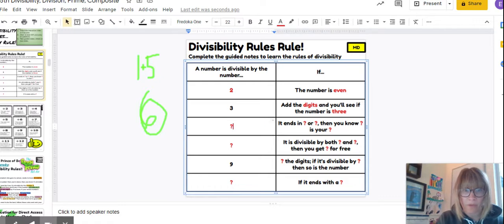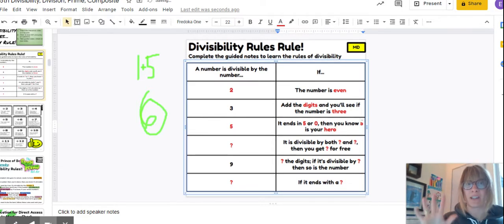What about the number 5? If it ends in 5 or 0, then you know that 5 is your hero, meaning it's divisible. So does it end in a 5 or a 0? Well, yeah, it does. It ends in a 5. So 15 is divisible by 5.